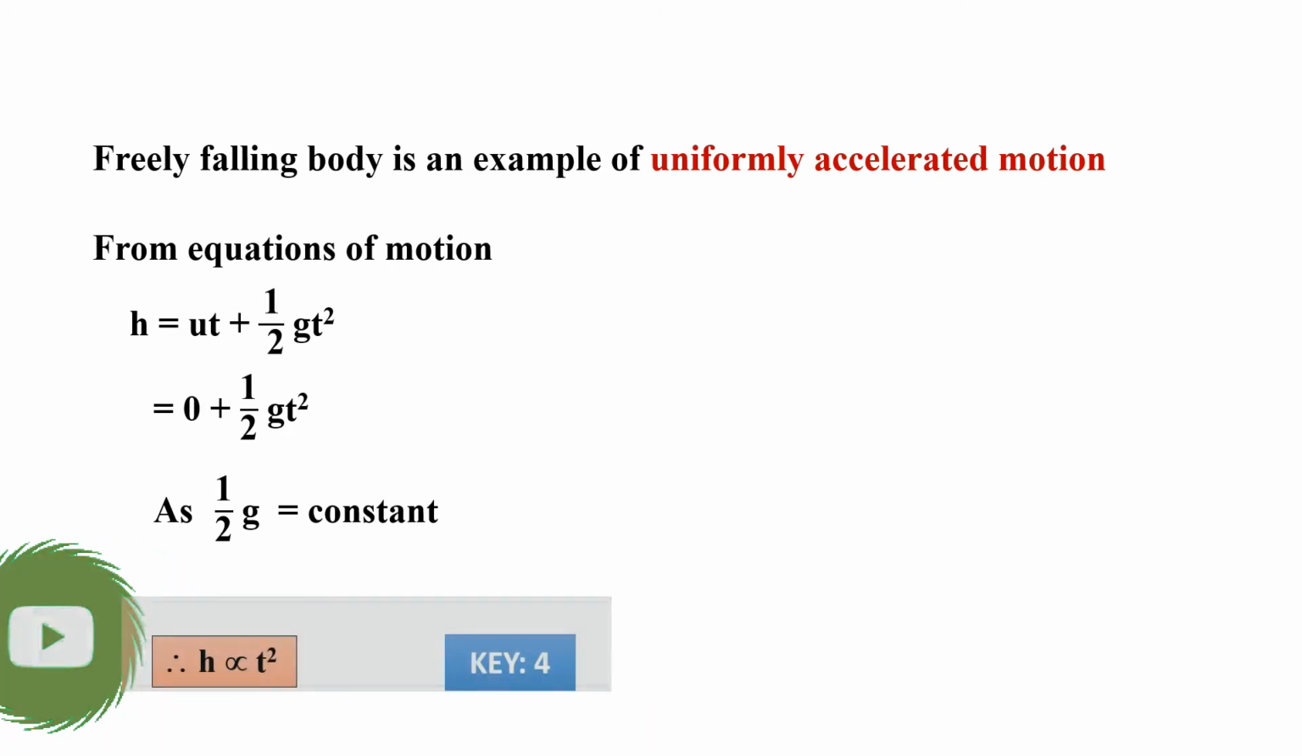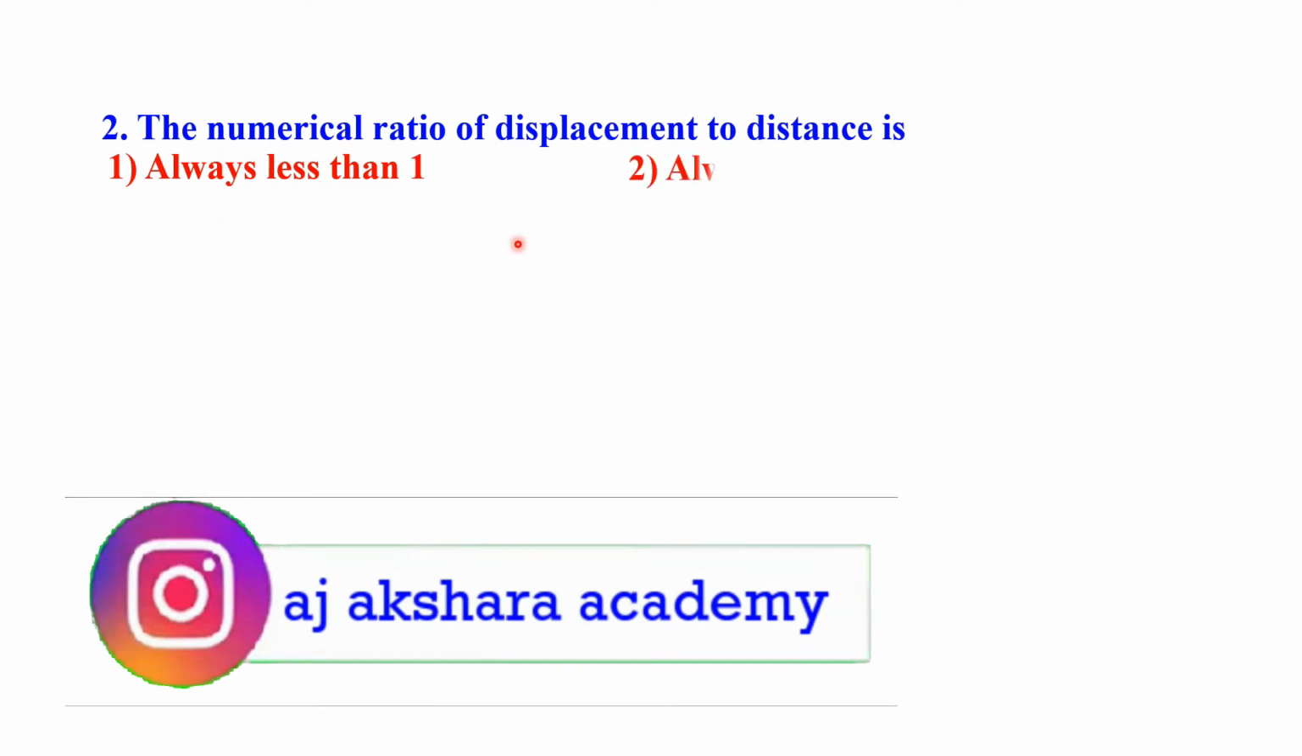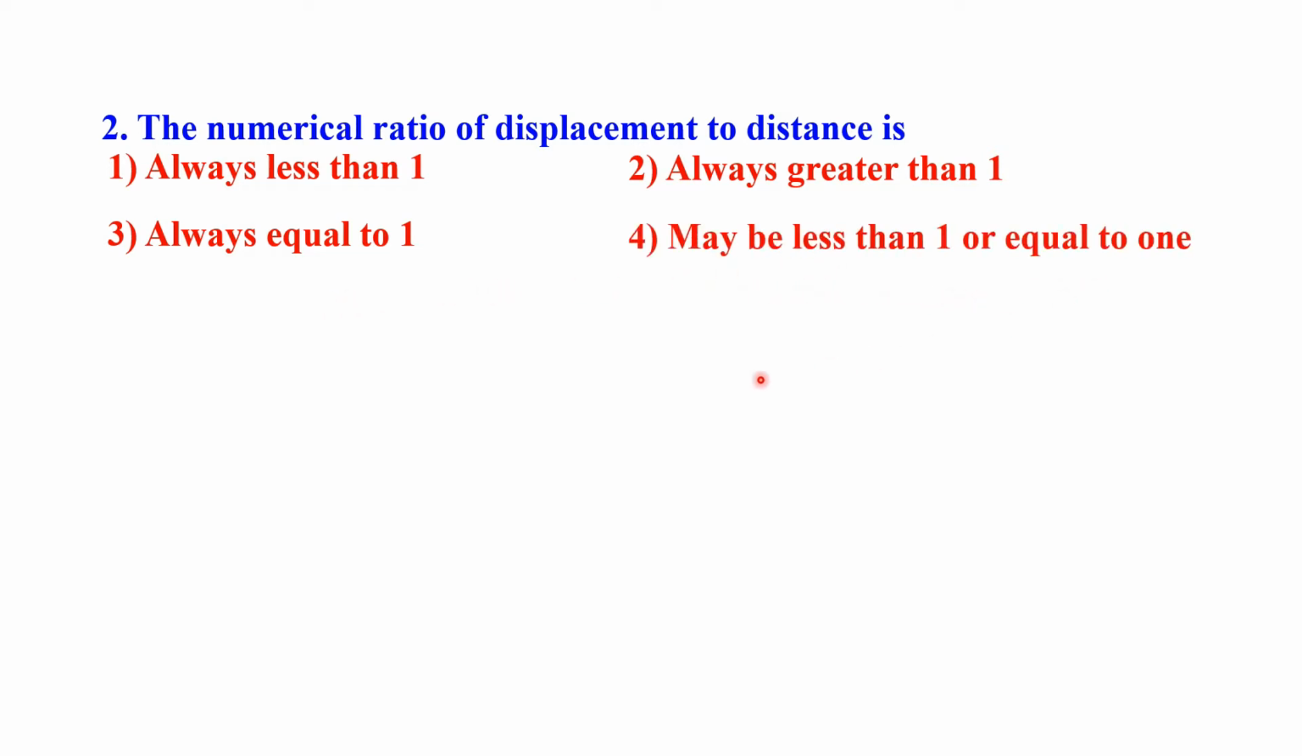Okay. Next, second one: the numerical ratio of displacement to distance is. What is the ratio of displacement to distance? Options: always less than 1, always greater than 1, always equal to 1, and may be less than 1 or equal to 1. Now let us go to the solution.